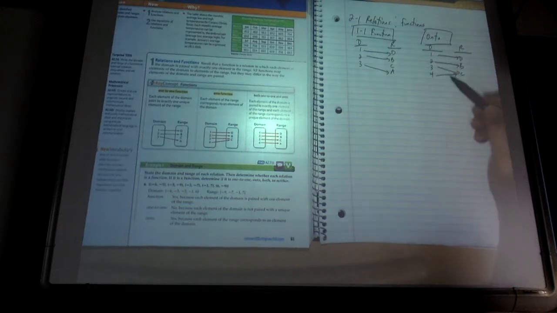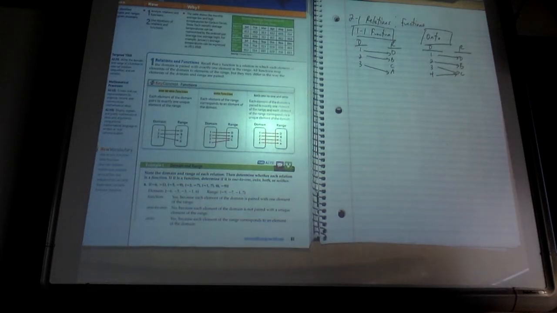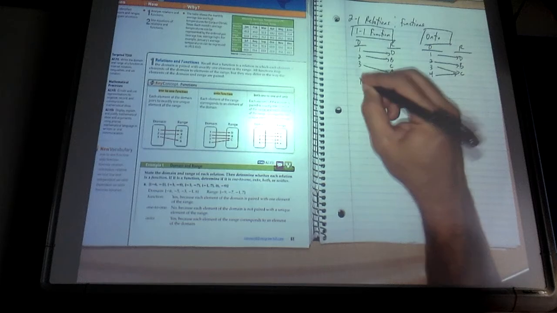Now, this is not one-to-one because these X's go to the same Y. 3 and 4 are married to the same value, that value being C. That's what keeps this one from being a one-to-one function. So there's the difference.